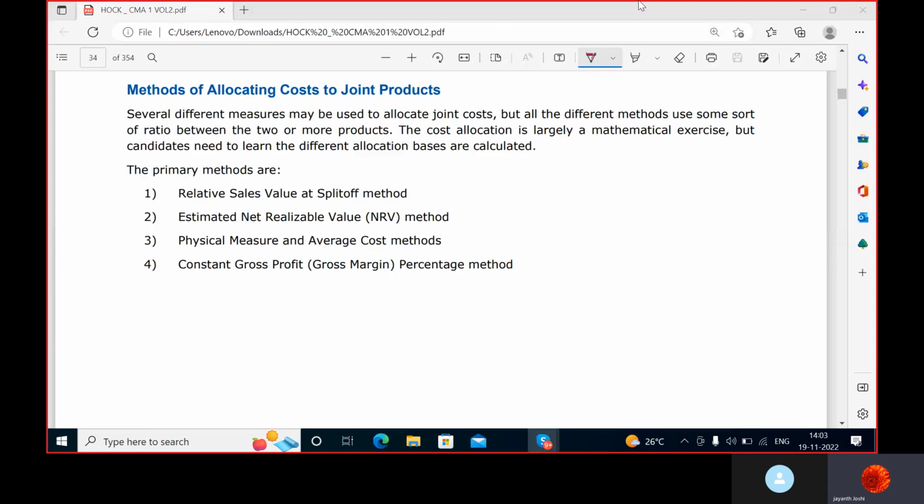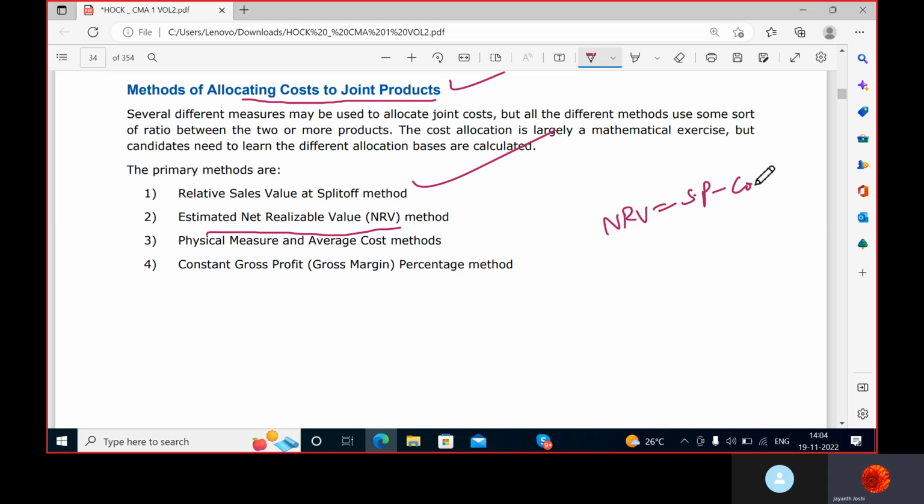So in the last class we discussed the methods of allocating cost to joint products, and how to apportion the joint cost. In that, the first method is done. Now next, the estimated net realizable value method is what we are going to do right now. So what is net realizable value? NRV is equal to selling price minus cost of disposal or sales.